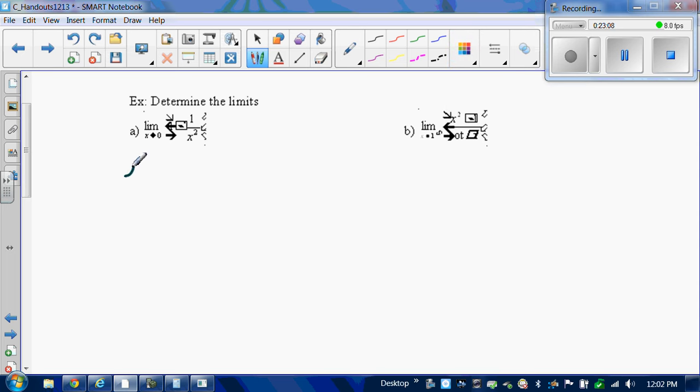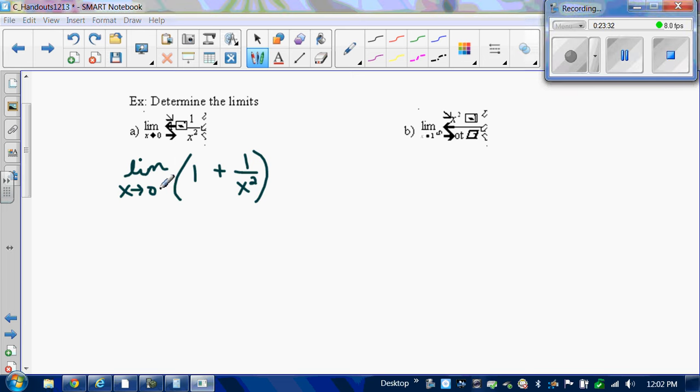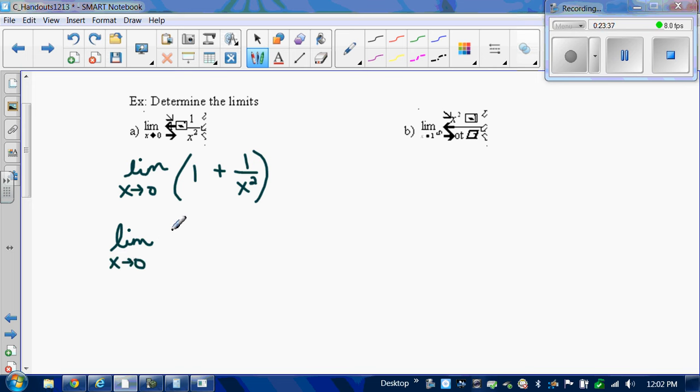Alright, the limit as x goes to 0 of 1 plus 1 over x squared. Alright? So, let's see. Let's split this up. It's saying that you can split up the limit. So the limit as x goes to 0 of 1 plus the limit as x goes to 0 of 1 over x squared.